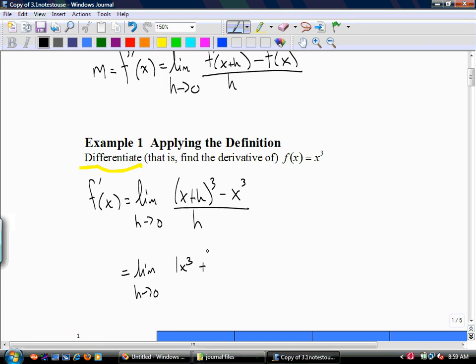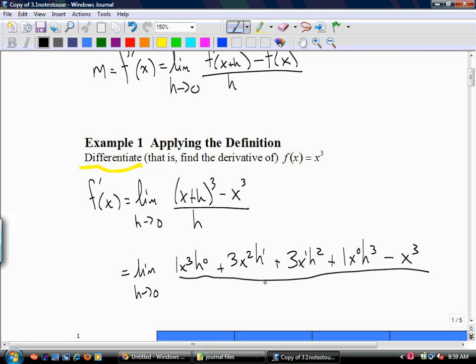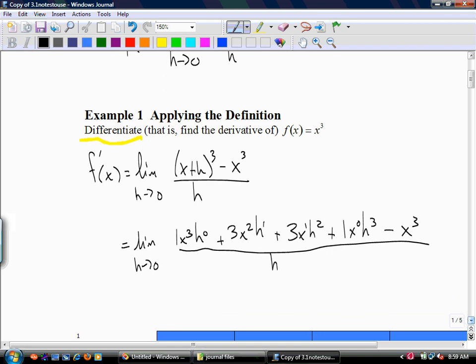So 1x cubed, h to the 0, plus 3x squared h to the 1, plus 3x h squared, plus 1x to the 0, h to the 3. Yay, foiling. Minus x cubed all over h. So I just grabbed Pascal's triangle for those people that have forgotten from Math 12. 1, 3, 3, 1 is the fourth row of Pascal's triangle, and the powers of x go 3, 2, 1, 0, and the powers of h go 0, 1, 2, 3.